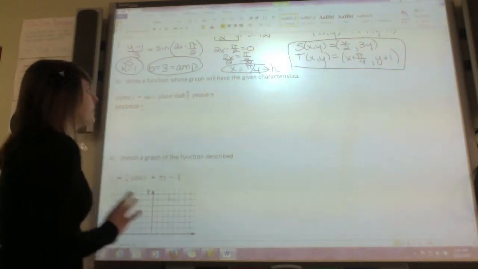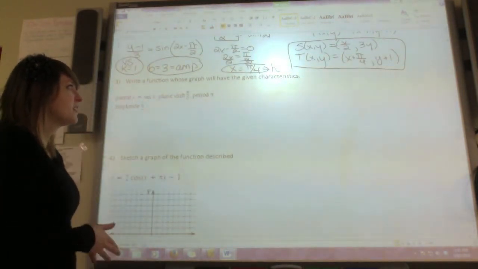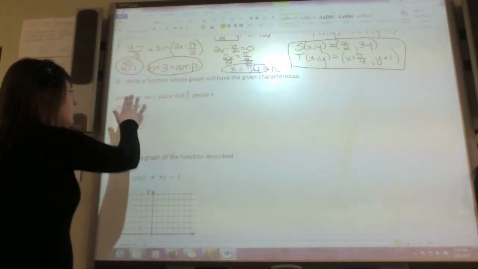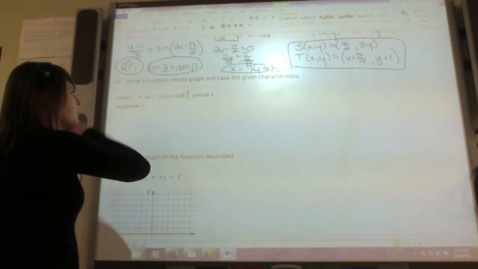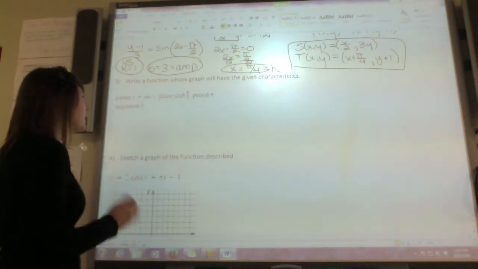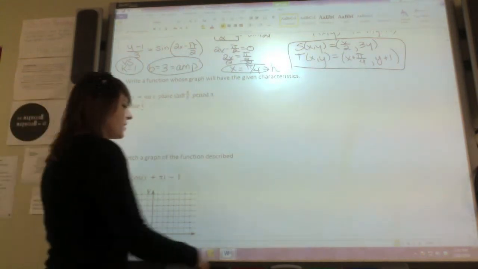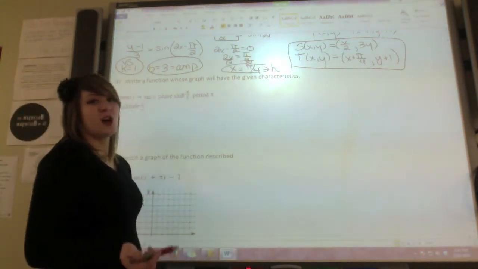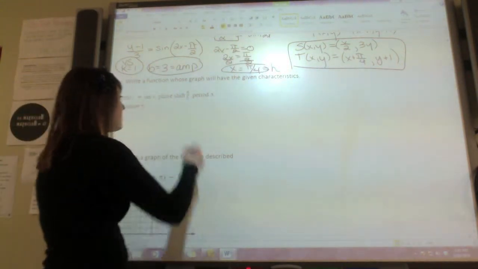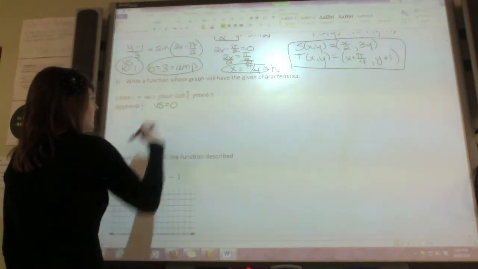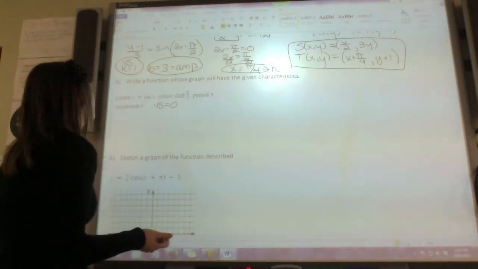Okay, next up, I want to write a function whose graph will have the given characteristics. So they're telling me that my parent function is sine of x, my phase shift is pi over 6, my period is pi, and my amplitude is 1/2. Notice that they don't tell me a vertical shift, so I can just assume that my vertical shift is 0. Okay, aka I don't have one.